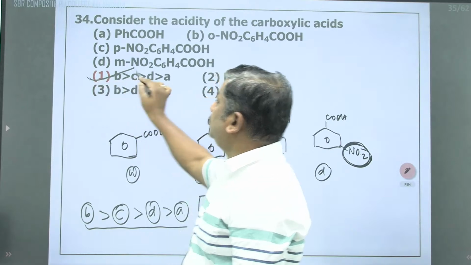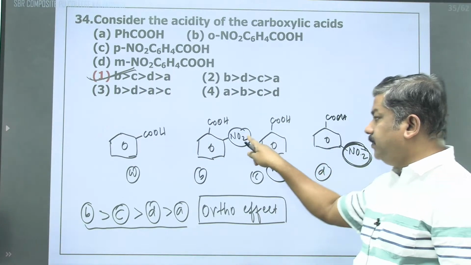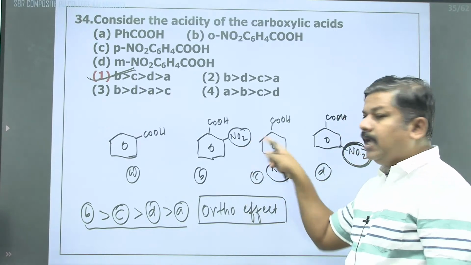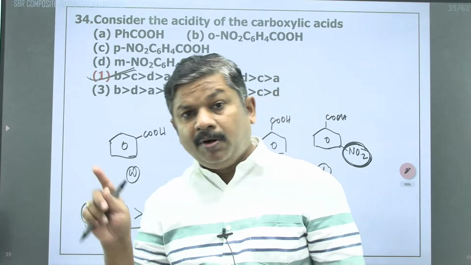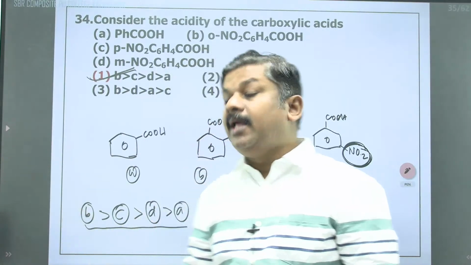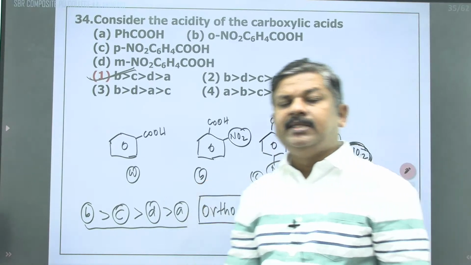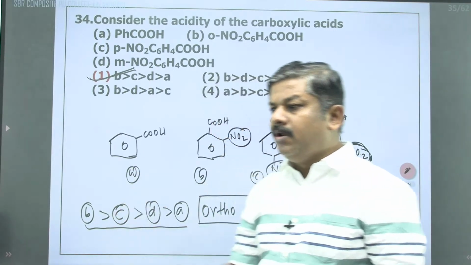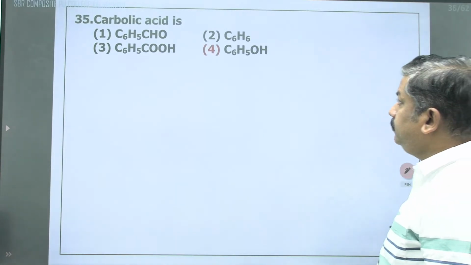B, C, D, A means only the first option is correct. It is mainly because of the presence of this particular ortho substituent. Ortho substituted carboxylic acids are more acidic in nature when compared to the para and meta isomers, even though the substituent is considered as an electron withdrawing group or an electron releasing group. 34, the first option is correct.